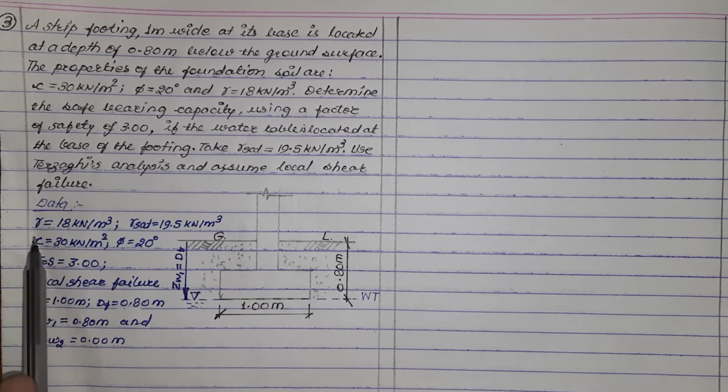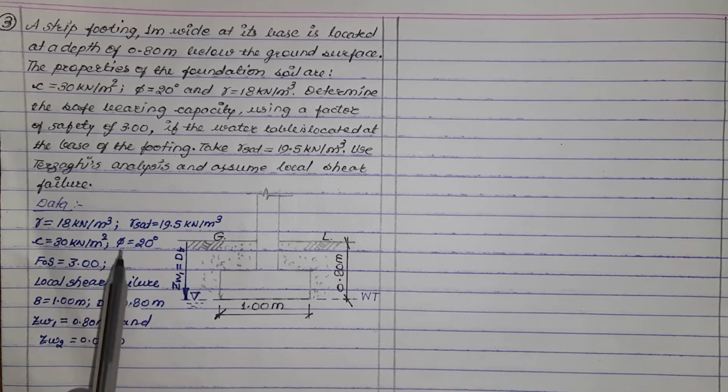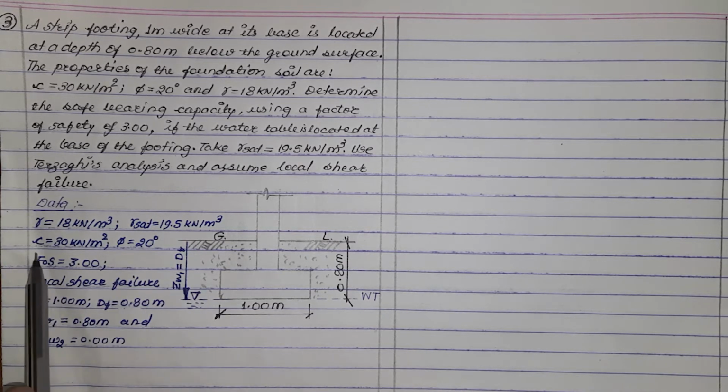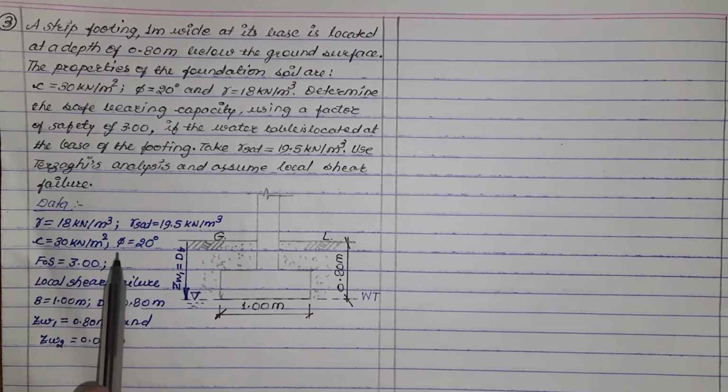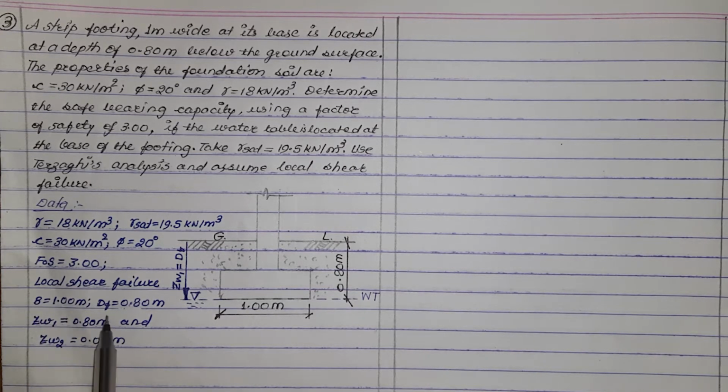Properties of soil: gamma 18 kN per cubic meter, gamma saturated 19.5 kN per cubic meter, cohesion 30 kN per square meter, angle of internal friction 20 degree, factor of safety 3, local shear failure condition, width of the footing 1 meter, depth of the footing 0.8 meter, ZW1 0.8 meter and ZW2 0.00 meter.